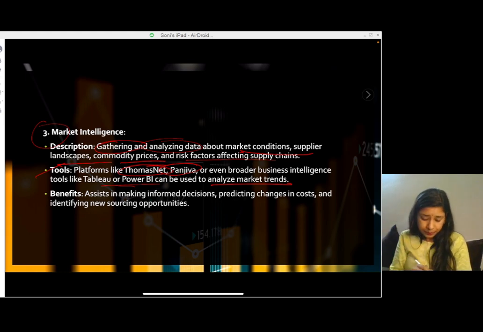So for market intelligence, these are the software: Thomasnet, Power BI, or Tableau. The benefit is, it will help you in making better informed decisions, to predict the cost changes if there are any, and to identify new opportunities, right?